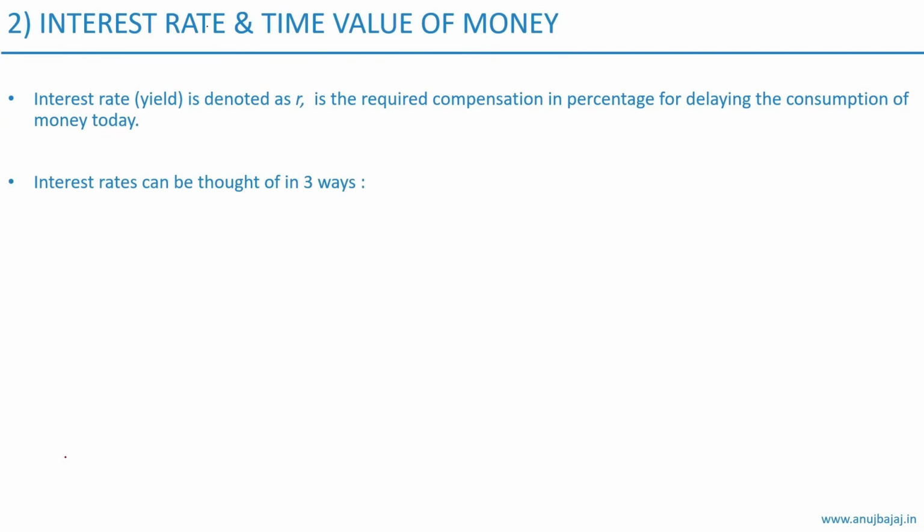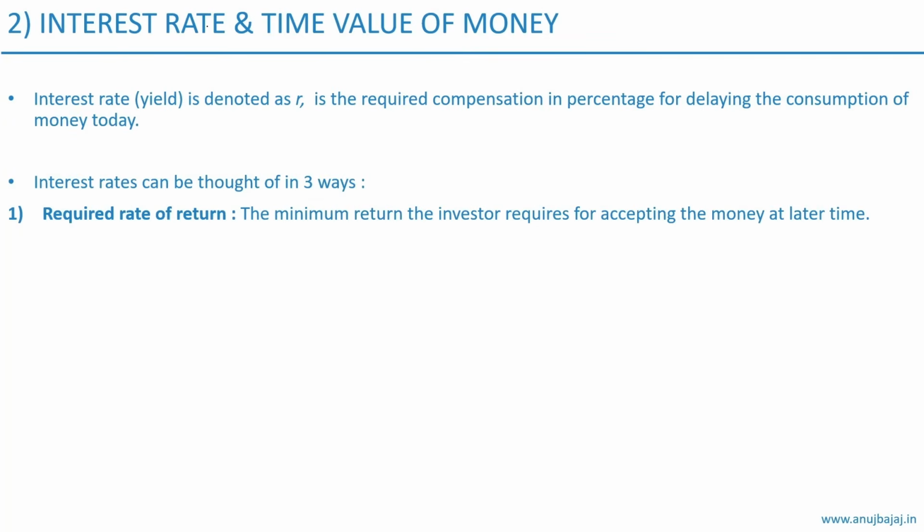Interest rates can be interpreted in three ways. One is the required rate of return. It is the minimum return that the investor requires for accepting the money at a later time. This is what we have seen now.